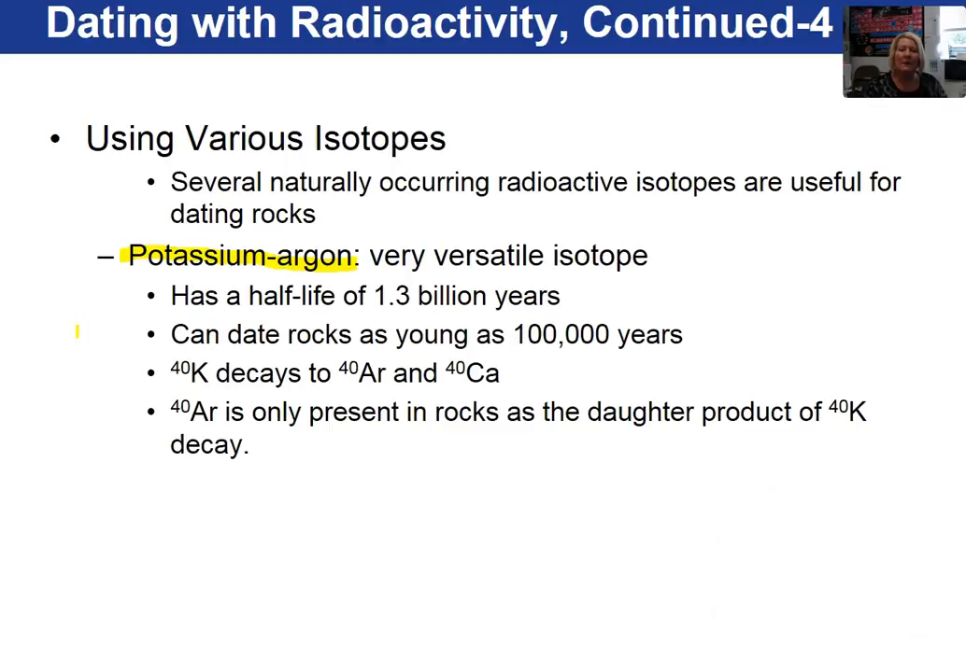What happens in potassium-argon radioactive decay is potassium-40 will decay to argon-40 and calcium-40. Now, the calcium-40 is not useful, but the argon-40 is. So argon-40 is only present in rocks as the daughter product of potassium-40 decay.